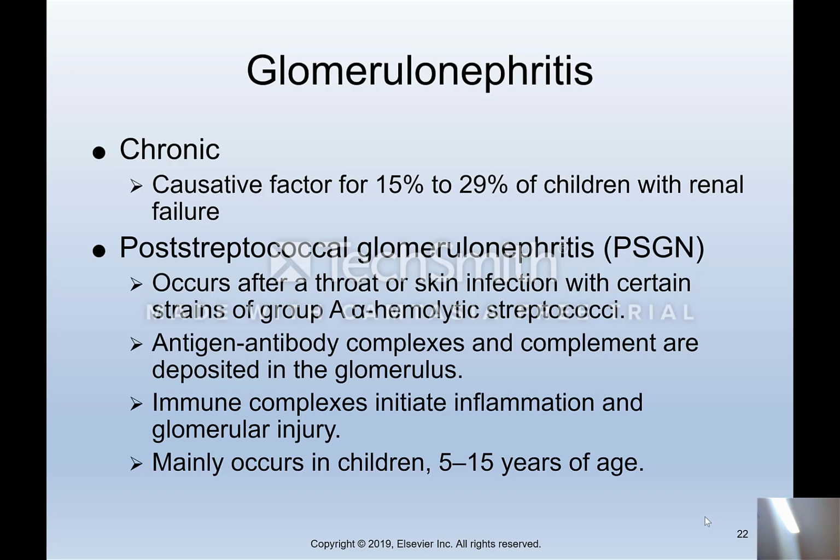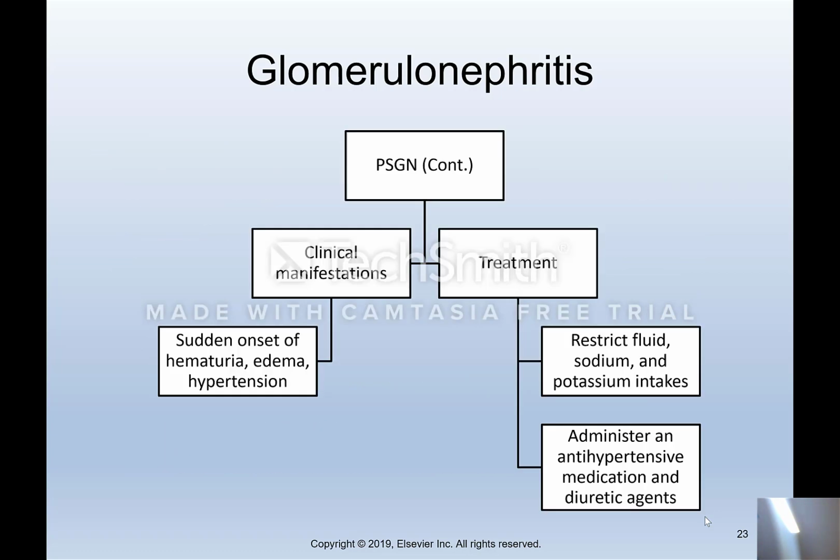Post-streptococcal glomerulonephritis, PSGN, occurs after a throat or skin infection with certain strains of group A streptococcus. Antigen-antibody complexes and complement are deposited in the glomeruli, and the immune complexes initiate inflammation and destruction of the glomeruli. It occurs in children between 5 and 15. Obviously, this is a component of autoimmune dysfunction. Remember, we'll talk about adult glomerulonephritis; it's really an autoimmune disorder, even though it's triggered by infection. PSGN clinical manifestations: hematuria, hypertension. Treatment: restrict fluids, administer antihypertensives and diuretics.